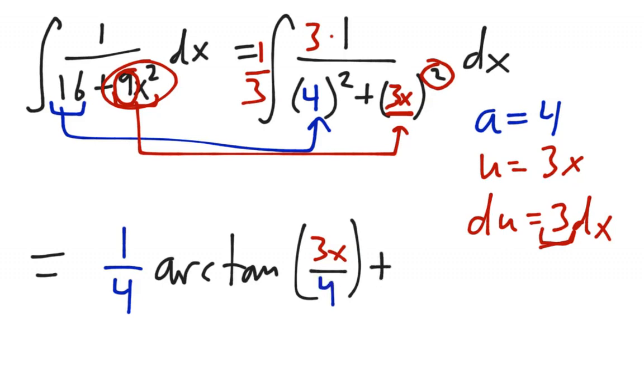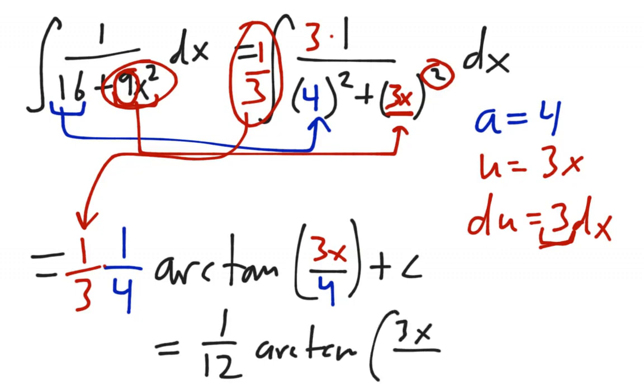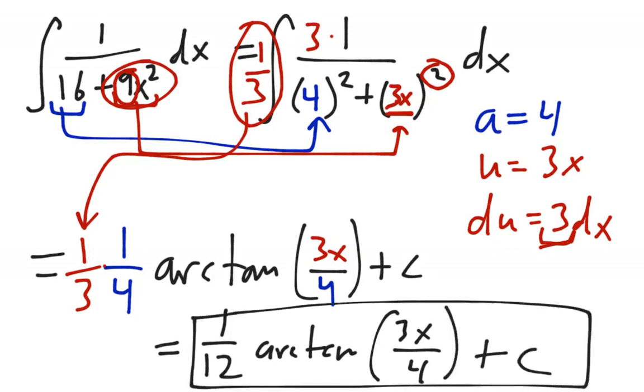And I'm going to do my plus c, but then you also have to remember the doctor and counterbalance coefficient. That's going to come here too. So we're going to have a 1/3 and a 1/4, and so my final answer would be 1/12 arctan of 3x over 4 plus c. So again, you're following the formula, but you also have to remember there might be an extra fraction out here from any counterbalancing that you might do.